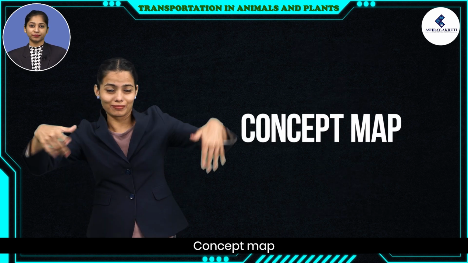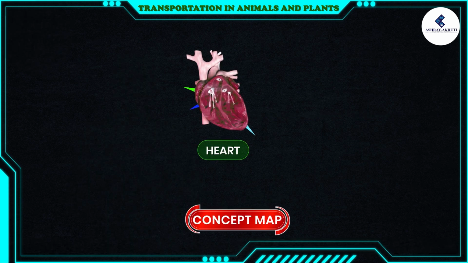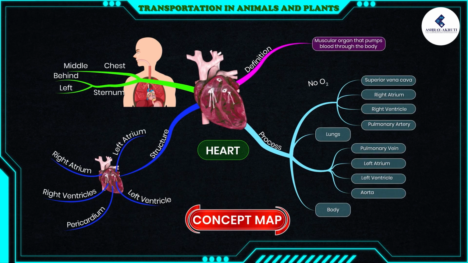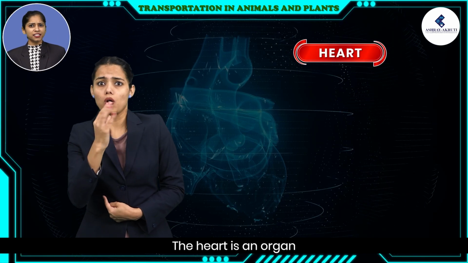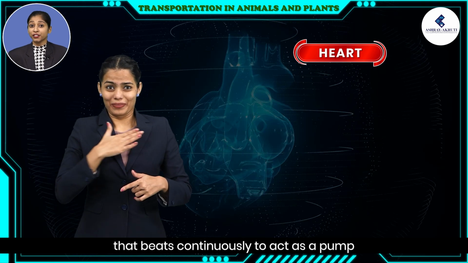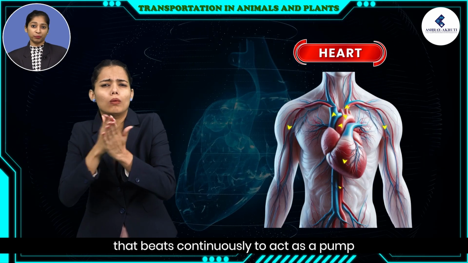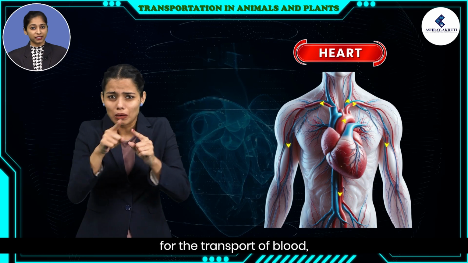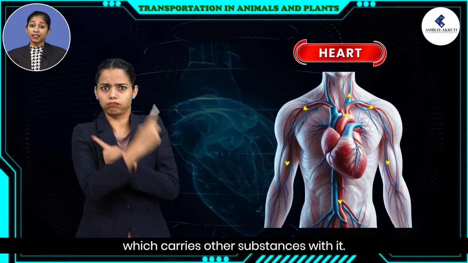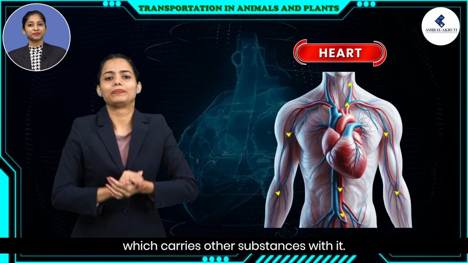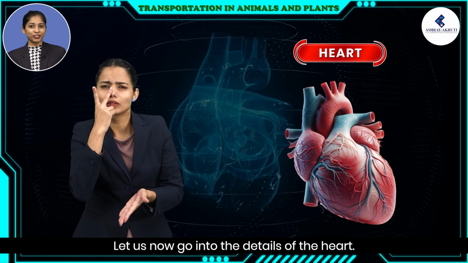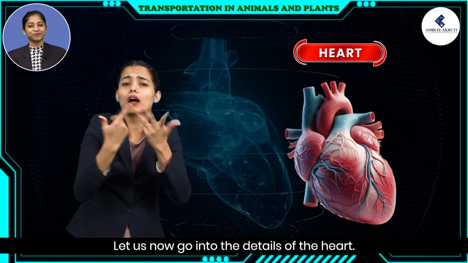Concept map. Heart. The heart is an organ that beats continuously to act as a pump for the transport of blood, which carries other substances with it. Let us now go into the detail of the heart.